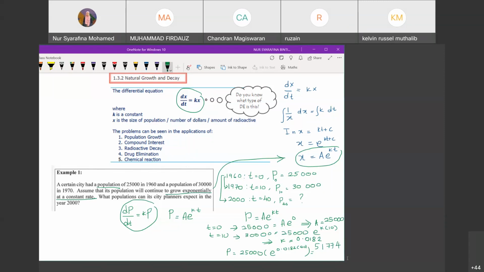So this is how we implement population growth in differential equations. Does anyone have questions for these two applications? Okay, so that's it. Let's stop with two applications today.